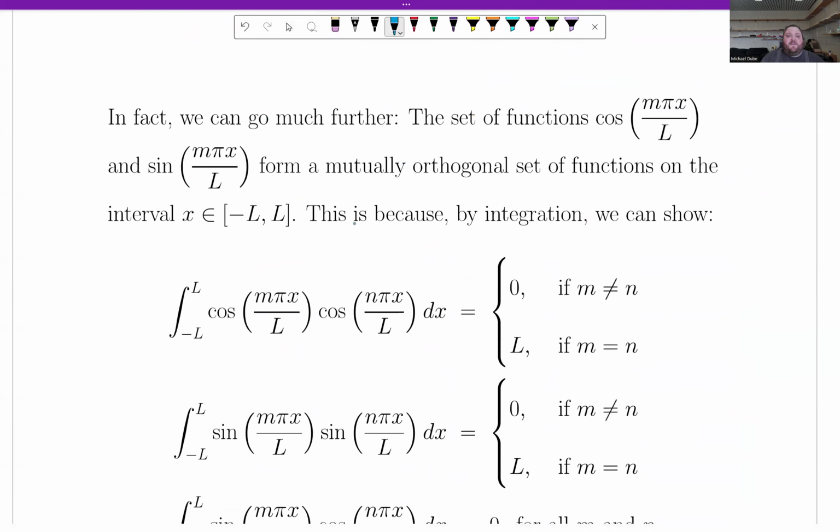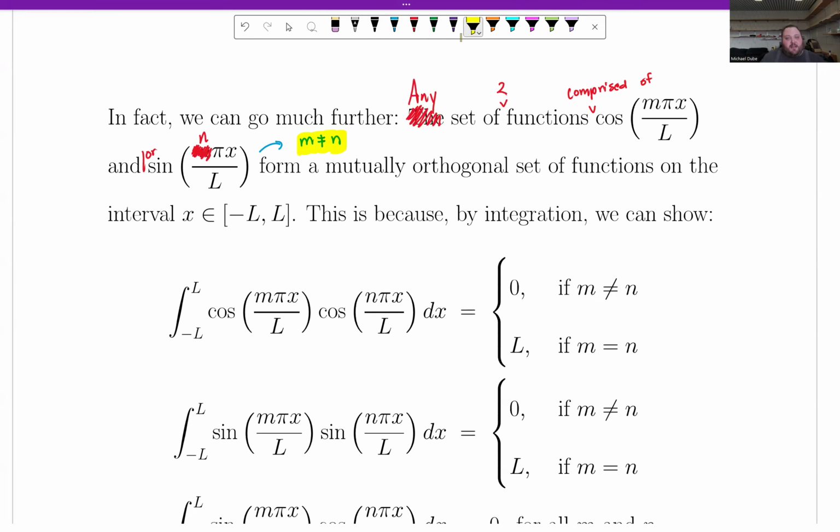Now, in fact, we can go further. Just some minor modifications to this: we're going to change this to any set of two functions comprised of cos and or sine, and we're going to change this m to n and add the restriction that m does not equal n.